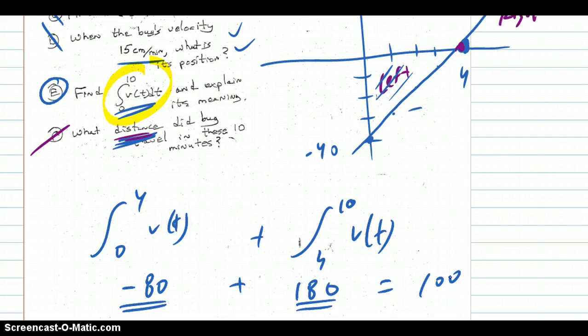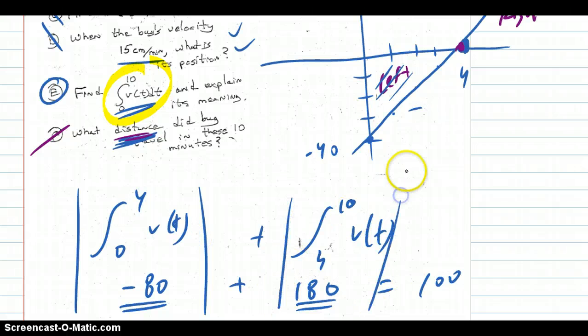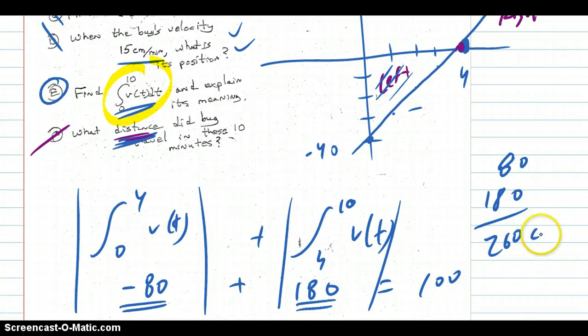Yep. But I want to know, not the change, but how far did it go overall. So basically, we want to take the absolute value of that and the absolute value of that. So Joe, we got 80. Well, that means my time's up. We got 80, and then 180. And so what's that going to add up to be? 260. 260, and that is centimeters, and this is the total distance.